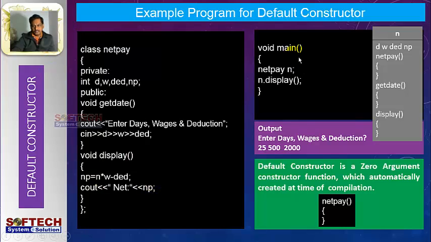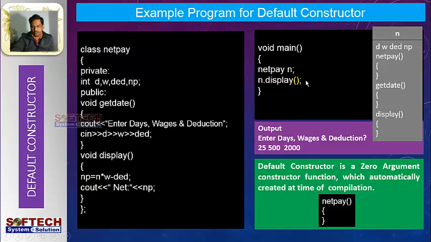In the main function, netPay n. So n is an object. It takes a copy of all members of the class netPay. So in n, 4 data members and 2 member functions. Then n dot display.